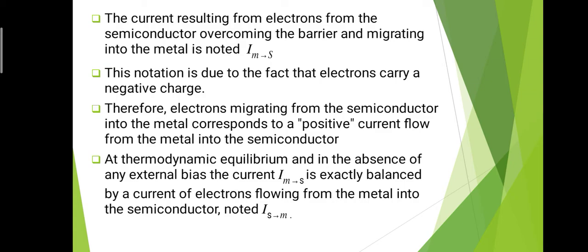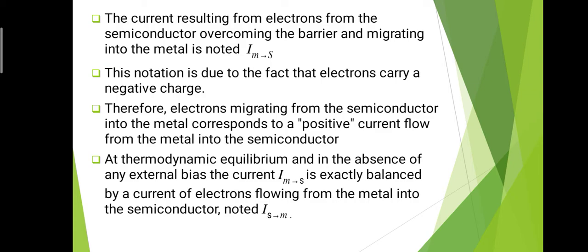This notation is due to the fact that electron carries a negative charge, as already discussed. Therefore, electrons migrating from the semiconductor into metal correspond to a positive current flow from the metal to semiconductor. That means due to migration of the electron from semiconductor to metal, there is a flow of current from metal to semiconductor, which is a positive current flow from the metal into semiconductor.